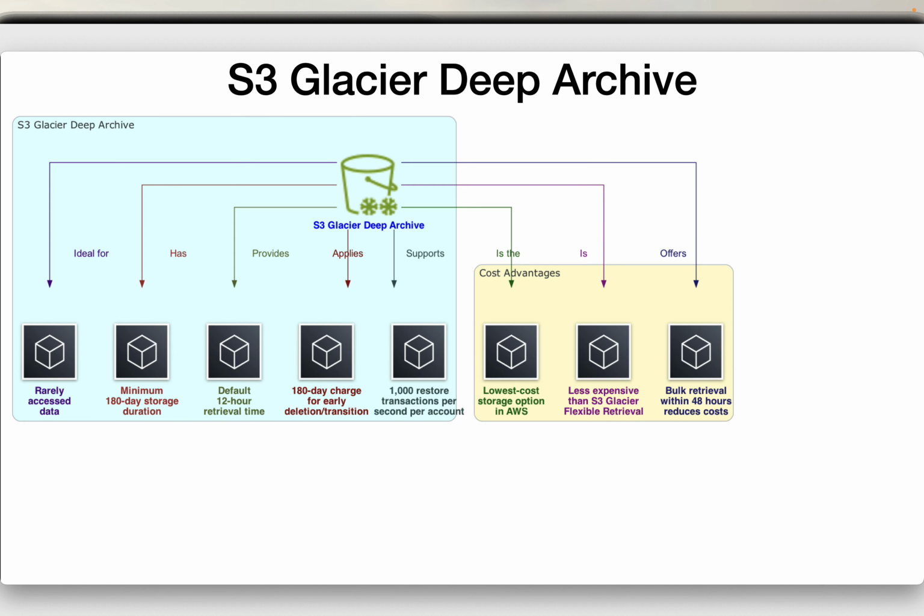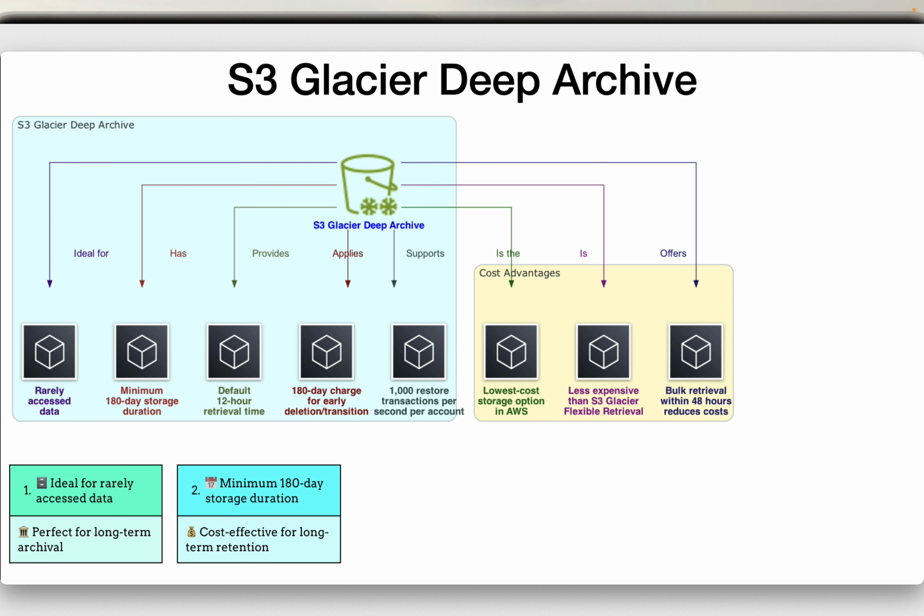Okay, next is S3 Glacier Deep Archive. S3 Glacier Deep Archive is designed for storing data that is accessed very infrequently, making it perfect for long-term archival purposes. Data stored in the S3 Glacier Deep Archive storage class has a minimum storage duration period of 180 days, ensuring cost-effective storage for long-term retention. When data needs to be retrieved from S3 Glacier Deep Archive, the default retrieval time is 12 hours, so customers should plan the data access.